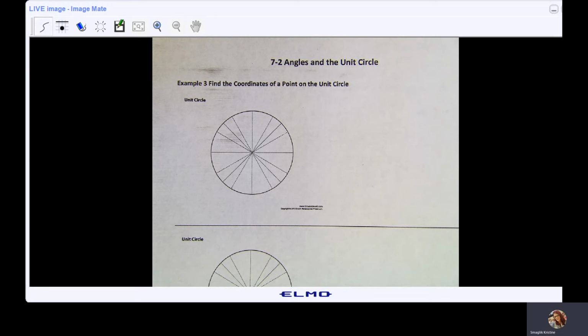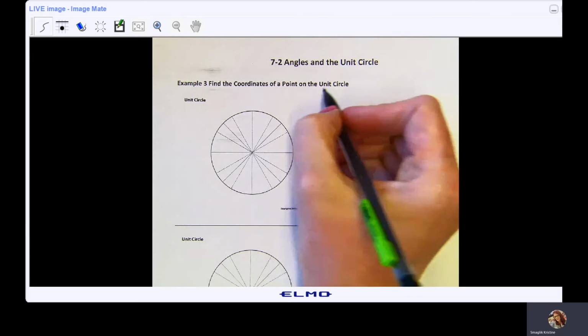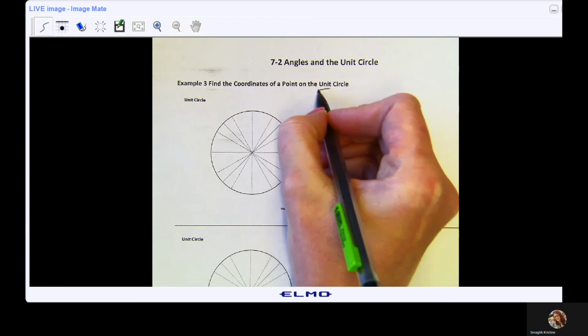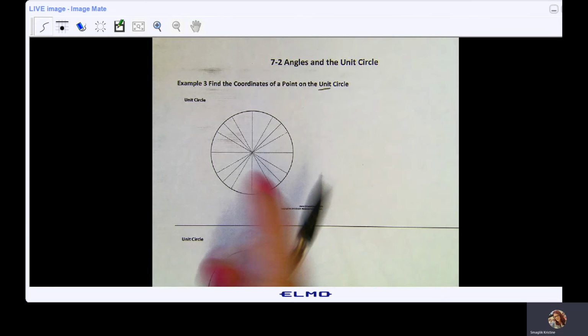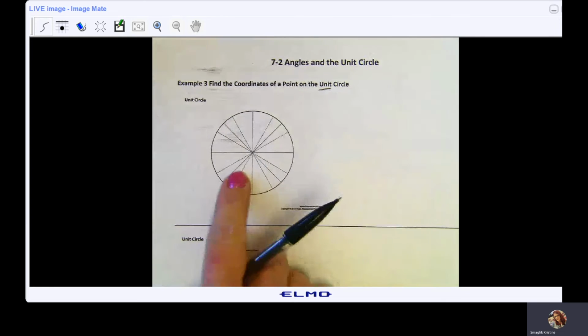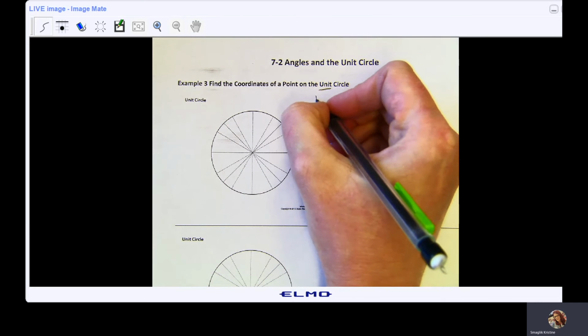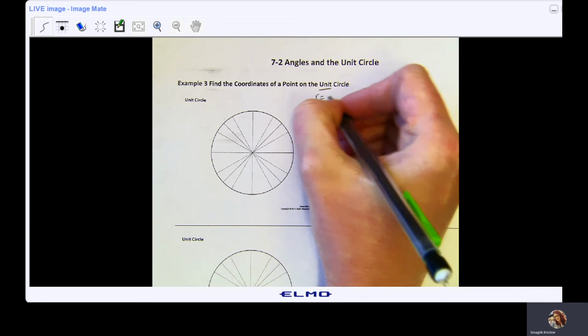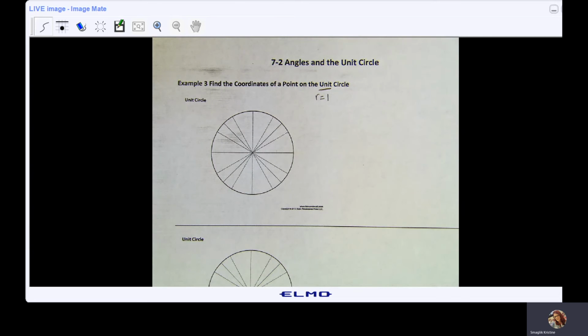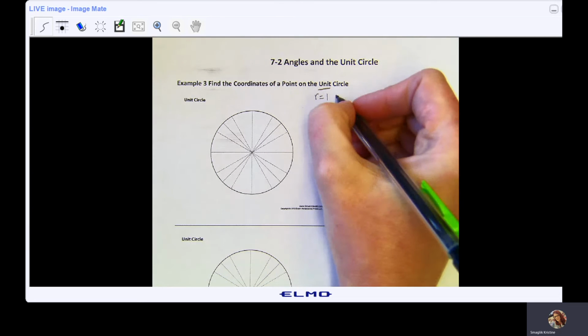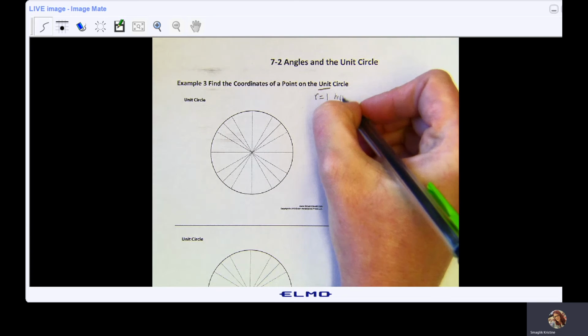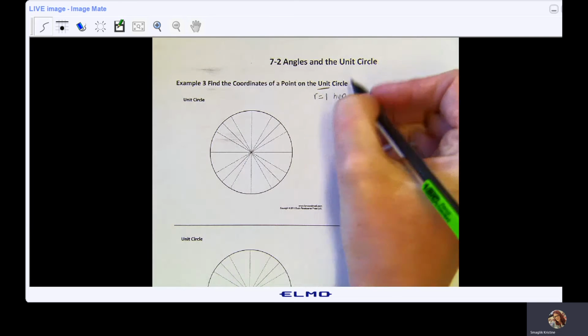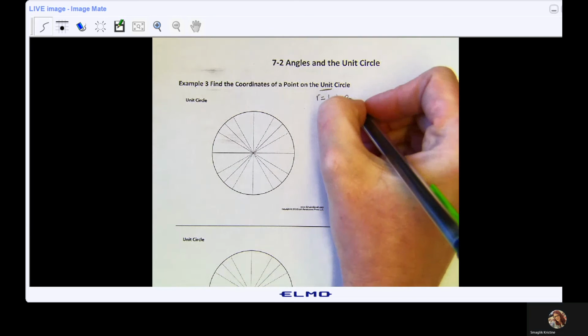Let's take a look at example 3, topic 7.2. We're going to find the coordinates of a point on the unit circle. And let's start off by taking a look at that word unit. Unit means one. So in this instance, when we're talking about the unit circle, that means we're going to have a radius of 1. And that radius is also going to be our hypotenuse. We're going to create some right triangles on our unit circle.